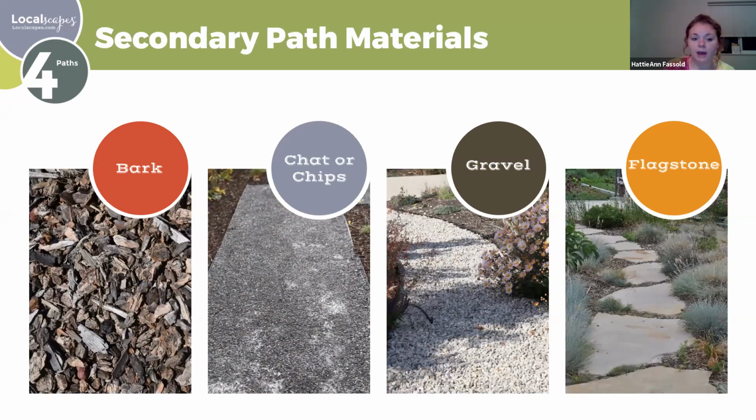Your secondary path materials can be your bark or your flagstone chips or your gravel or your big flagstone chunks. They're a little bit less formal, I guess. The other ones are more of a formal look, and this is more informal. It also helps when someone is looking at your landscape to say, oh, that looks like a pretty main path, and then you have gravel paths on the side that are not your main pathway. So it's good to have a distinction between the two, just for a design element as well.